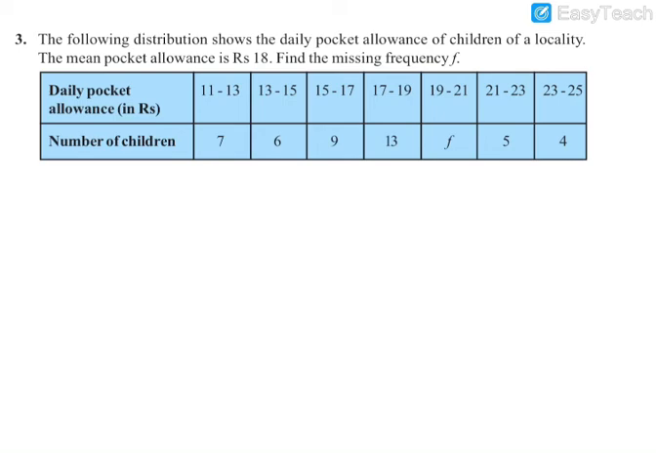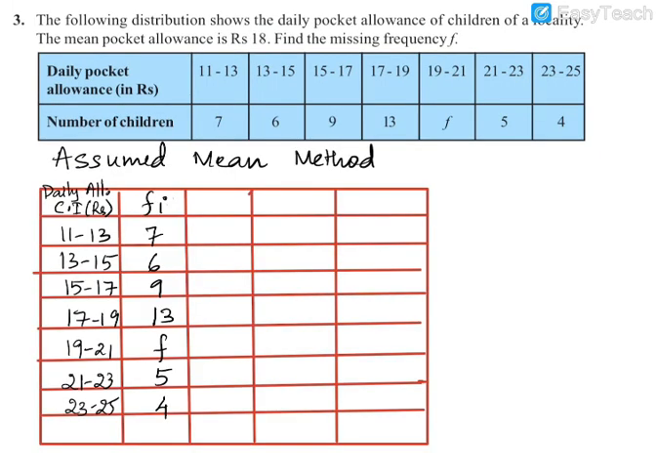So here we are given a different type of question where using the value of given mean, we have to find the missing frequency. So we will proceed in the same manner that we did earlier. We will use the assumed mean method. So the first column shows daily allowances in rupees, which are the class intervals. The second column shows number of children, that is the frequency.